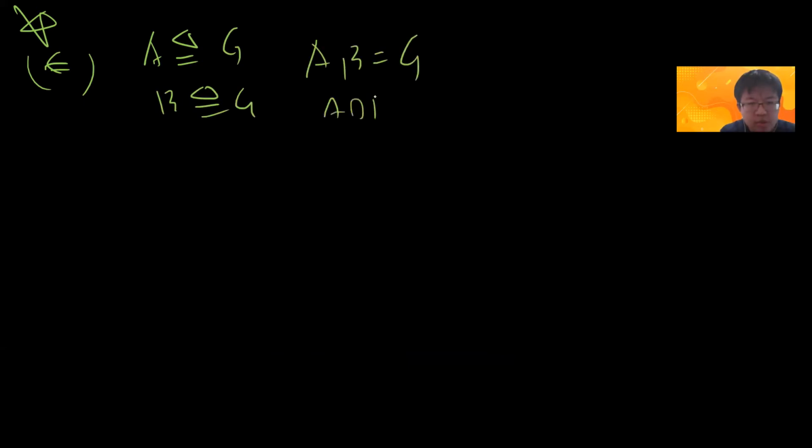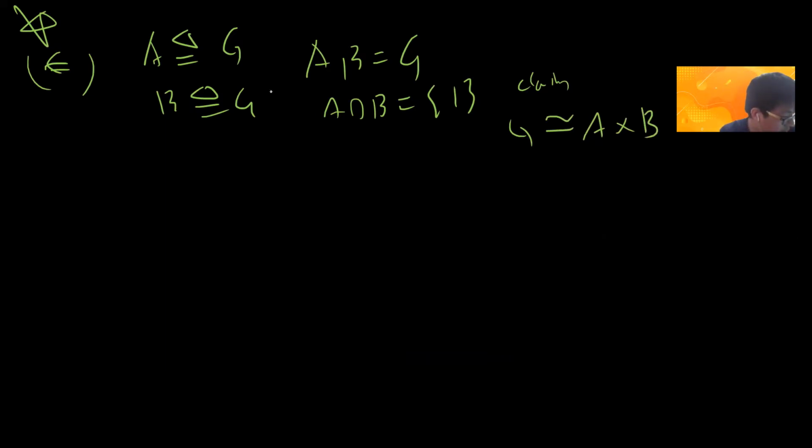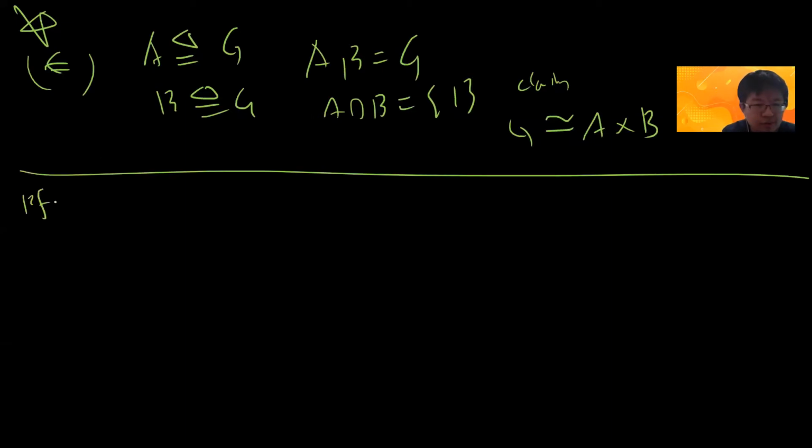Now let's say I have A a normal subgroup of G and B a normal subgroup of G, such that AB is G and the intersection of A and B is 1. I want to claim that G is isomorphic to A times B. This part is a little bit tricky. So, proof. Let's see how to do the proof.